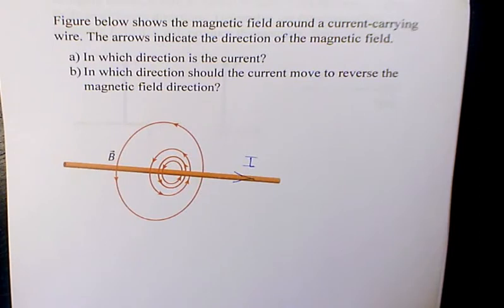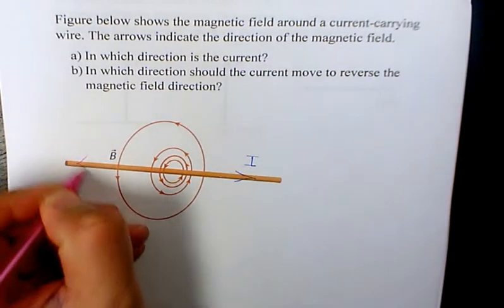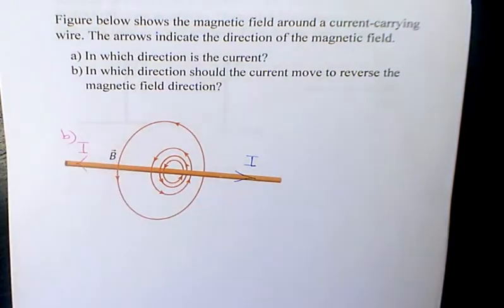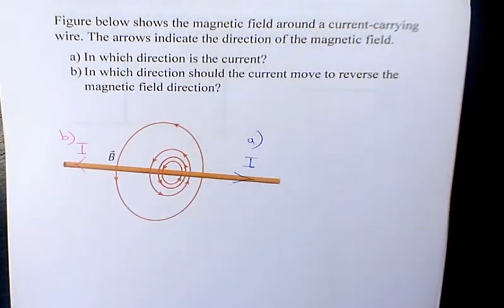So that's the A. B, it says in which direction should the current move to reverse the magnetic field direction. So it's going to be the other way around. So that's the answer to part A. B, that's the answer to part B.